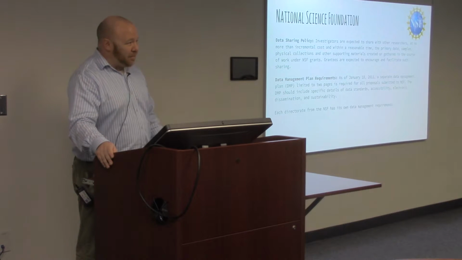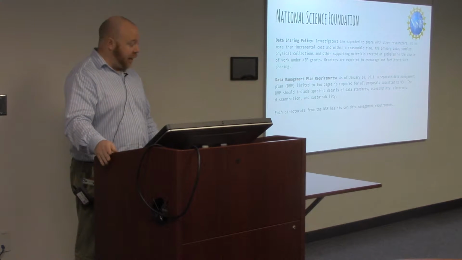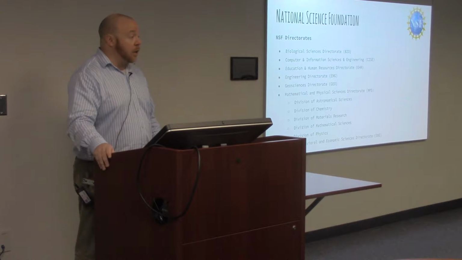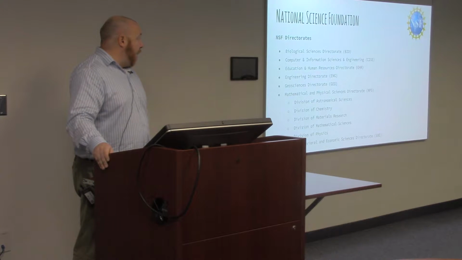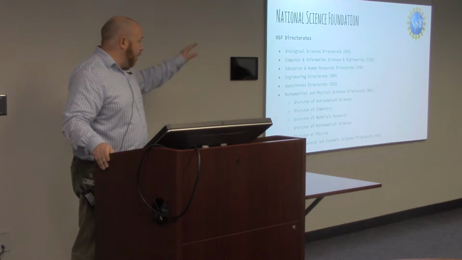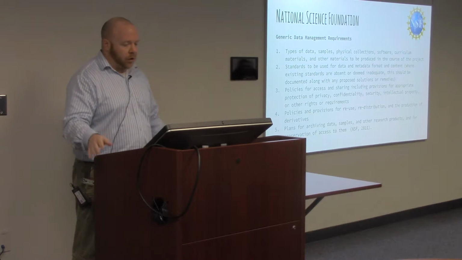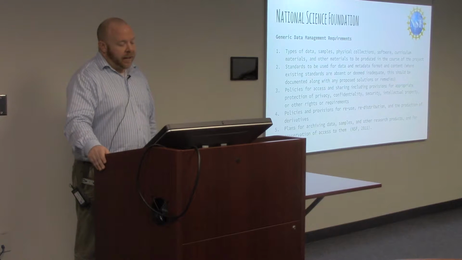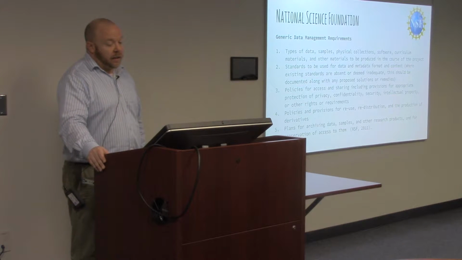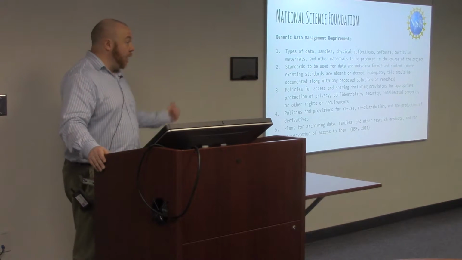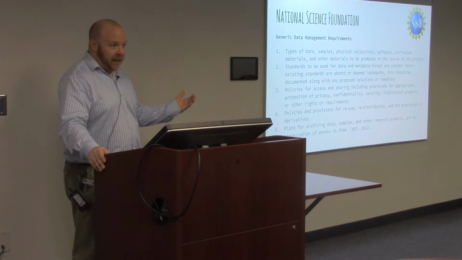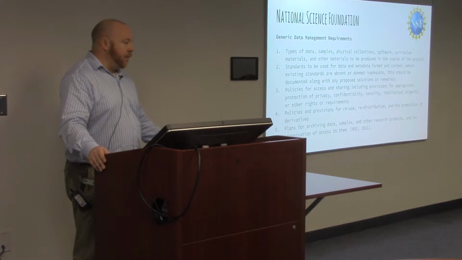But as most of you might know, if you've looked at the NSF, they have tons of directorates, and every data management requirement varies within these. So the first one we look at is kind of the generic one. It was the first one that they made. And here are the 5 things they asked for. They want the data types. So like we did in the beginning where we listed observational data, experimental data, this is where you do that.